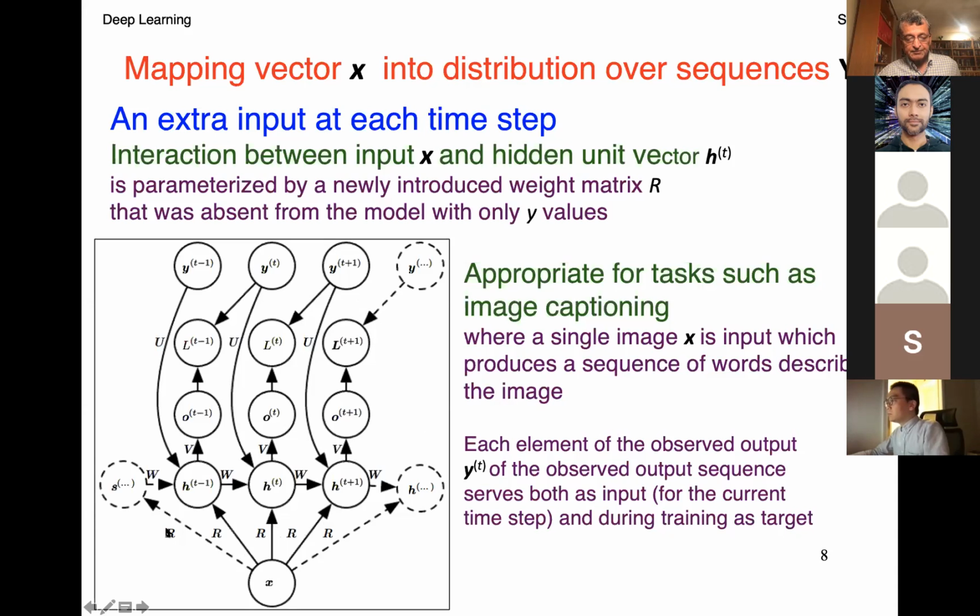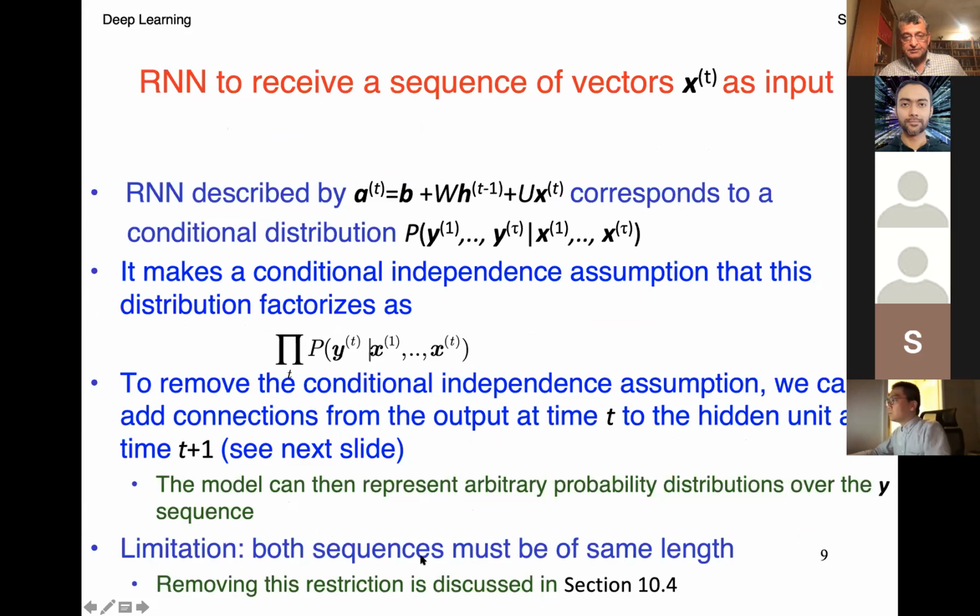And there is another matrix R coming into play that is being shared all over here. The interaction between input x and hidden unit vector h is parameterized by a newly introduced weight matrix R that was absent from the model with only y values, appropriate for tasks such as image captioning, where a single image x is input, which produces a sequence of words describing the image. Isn't that clever? We just talked about language inputs and sequences of sentences and so on. And then we're saying there is an image of the market with the vegetables, and that is influencing this sequence. Each element of the observed output serves both as input and, during training, as a target. So that is the idea.